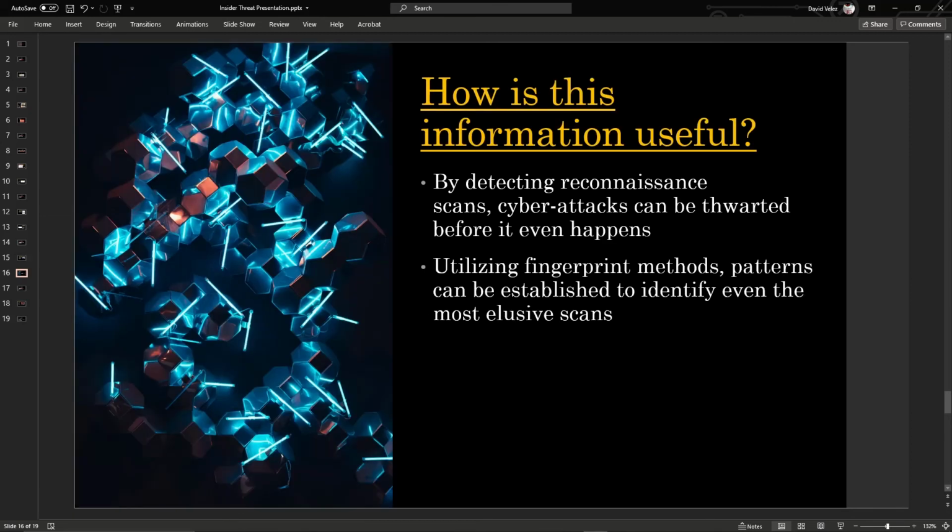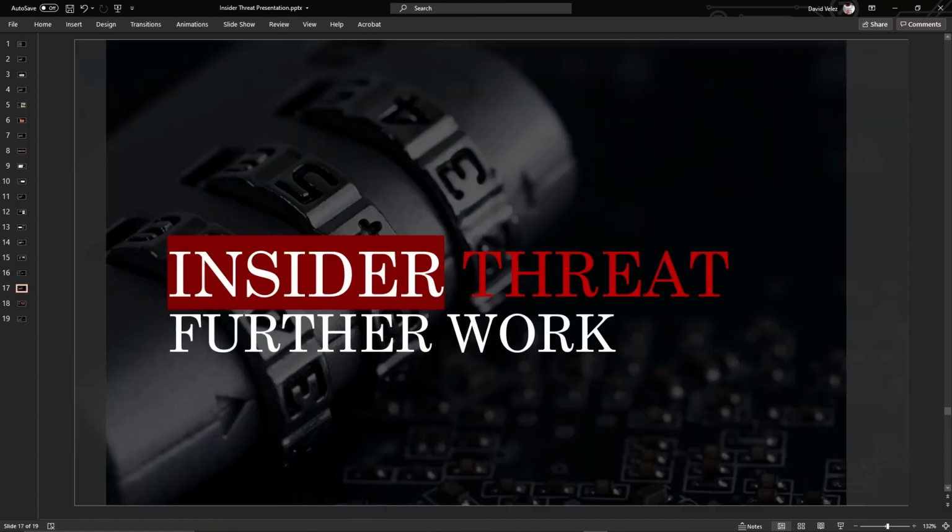So, knowing this begs the question, how is this information useful? Quite simply, cyber attacks can be stopped dead in their tracks during the reconnaissance phase, before the insider threat is able to find and attack a target system. Now, how can we perfect and use this information to further our research? By potentially building a better intrusion detection system.